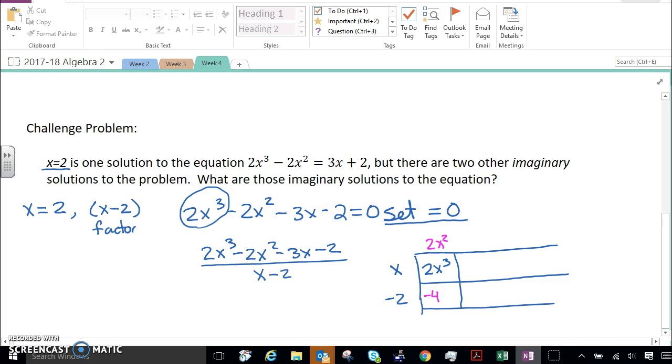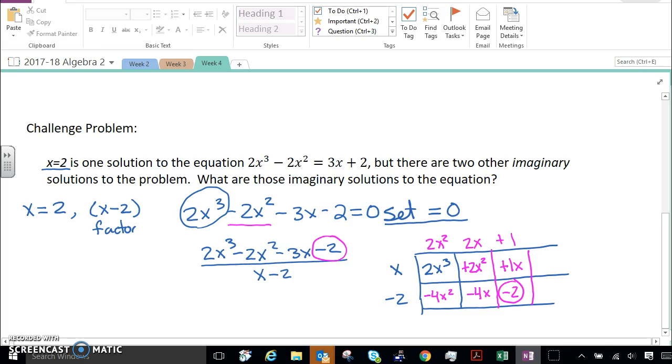Here we'll have negative 4x squared. We're searching for negative 2x squared, so this is going to have to be 2x squared positive more. Well then, this will have to be 2x in order to multiply these two. 2x times negative 2 is negative 4x. To get to negative 3x, this must be a plus 1x, making this 1. And 1 times negative 2 is negative 2, matching our last term.